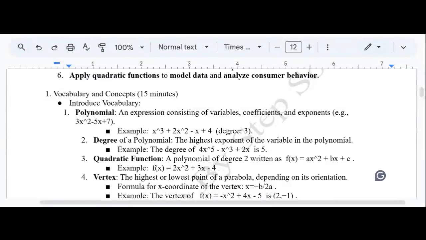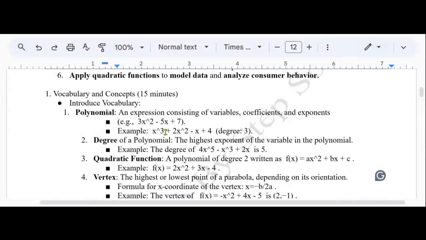Introduce vocabulary. A polynomial is an expression consisting of what? Variable, coefficient, and exponent. Those are the three: variable, coefficient, and exponent. For example, 3x squared, this means power, minus 5x plus 7. Is this clear? Any question?